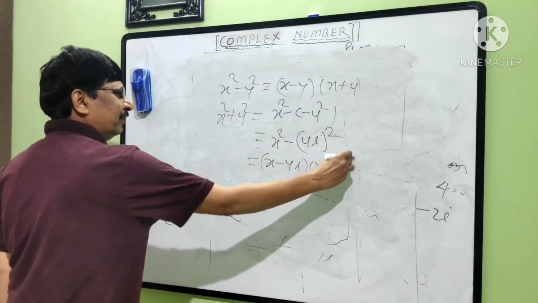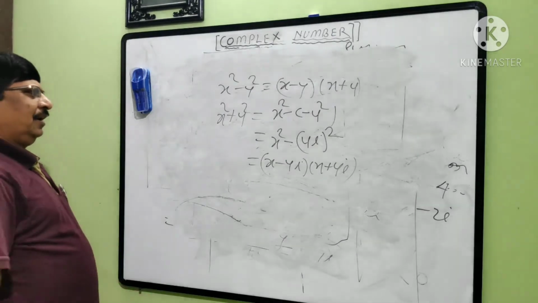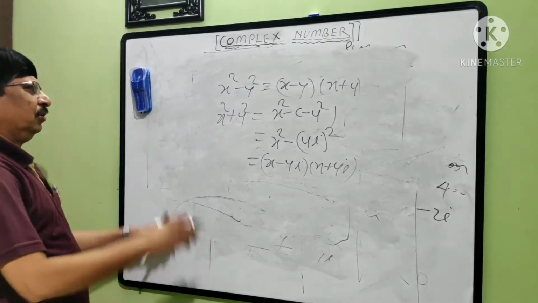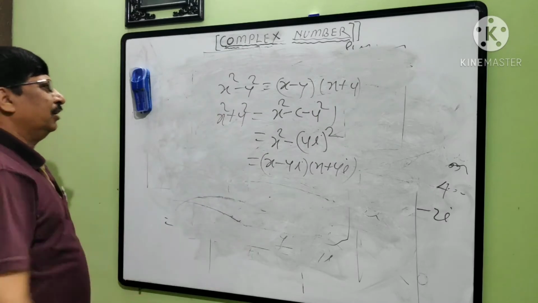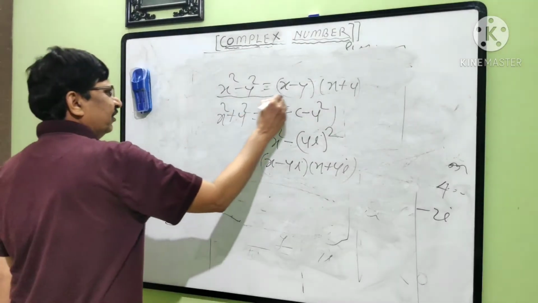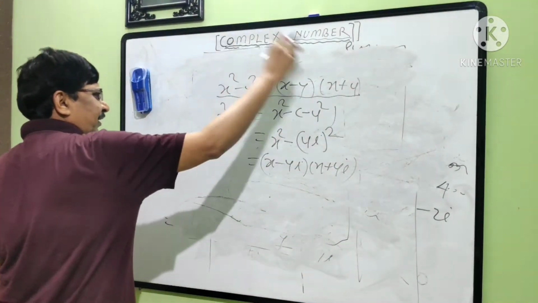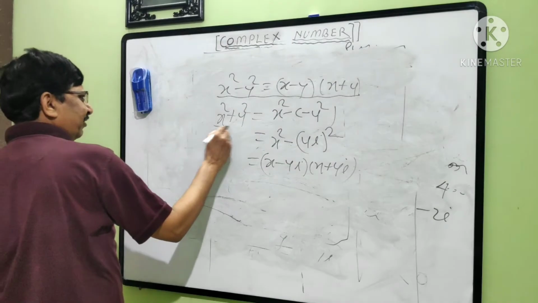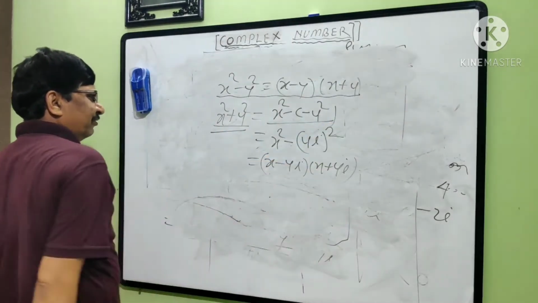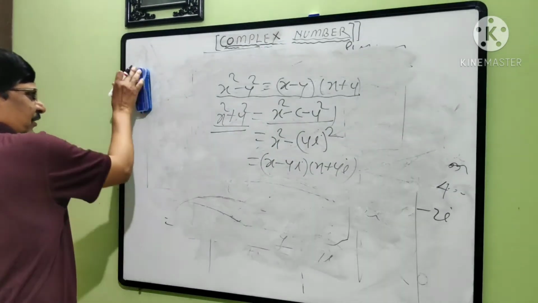Now we can factorize an expression like this only if we know about complex numbers. Earlier, if you were unaware of complex numbers, you could not factorize this. But now you know complex numbers, therefore you can factorize x square plus y square also. That is x square minus of minus y square, that is (x minus yi)(x plus yi).